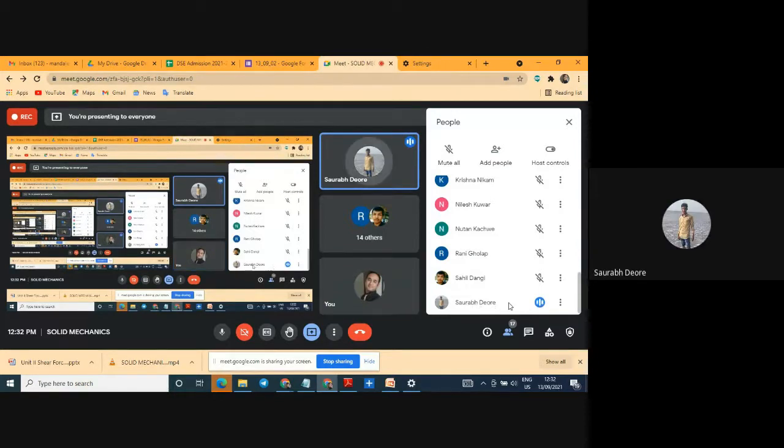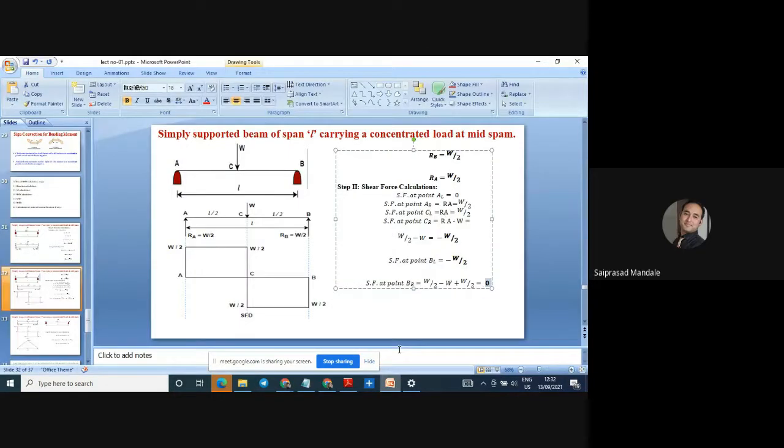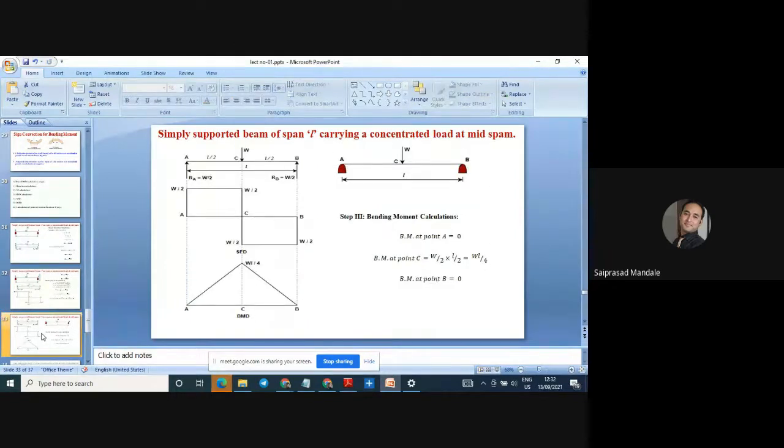No, sir. Okay, great. Now I have done the second step, the shear force calculation. Now I am moving toward the third step, that is bending moment calculation. Bending moment at the extreme end of the simply supported beam is always equal to 0. Don't think about anything. For a simply supported beam, at the extreme end the bending moment is always equal to 0. So bending moment at A is equal to bending moment at B is equal to 0.